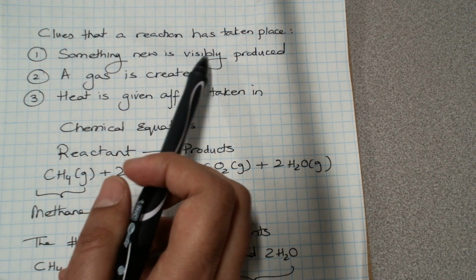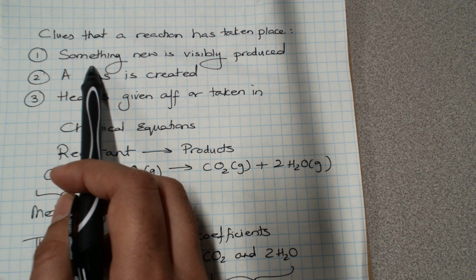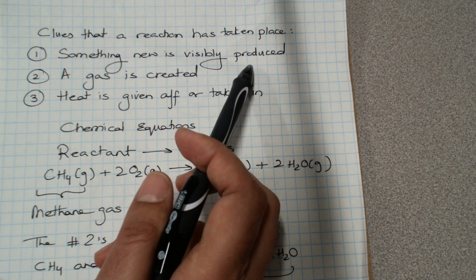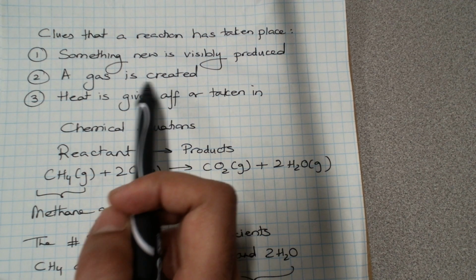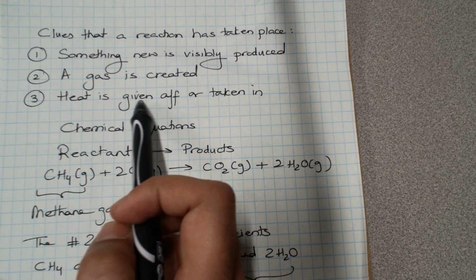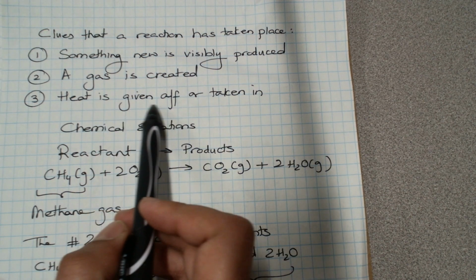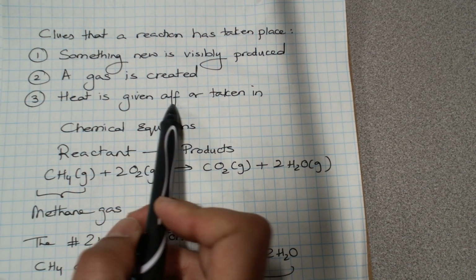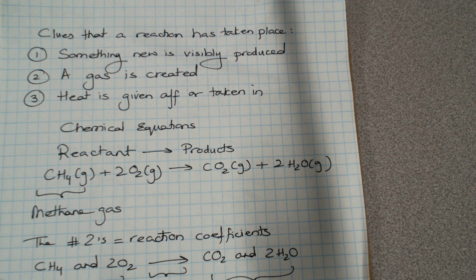How do you know when a reaction has taken place? So here are three clues that a reaction has taken place. Something new is visibly produced. If that happens, you know a reaction has taken place. If a gas is created, you know a reaction has taken place. And if heat is given off or if heat is taken in, you know a reaction has taken place. When heat is given off, that's called an exothermic reaction. When heat is taken in or heat is absorbed, it's called an endothermic reaction.